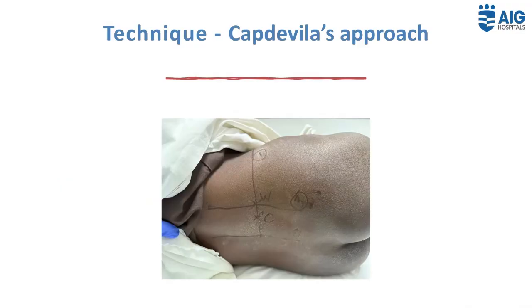Coming to Capdevia's approach, the part of the intercrystal line between lines 2 and 3 is divided into 3 parts. The puncture point is the junction between the lateral and the middle third. After cleaning with antiseptic solution, the skin is anesthetized by infiltrating local anesthetic subcutaneously. A 10 centimeter needle is inserted at a perpendicular angle to the skin with the PNS set to deliver a current intensity of 1.5 milliamperes.